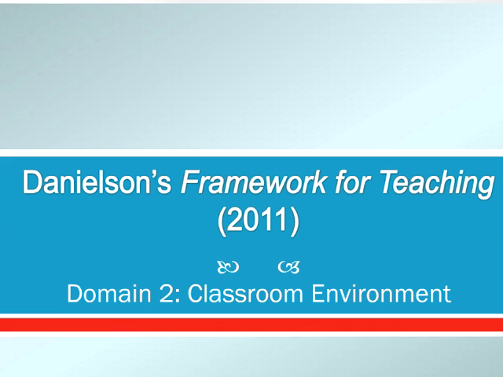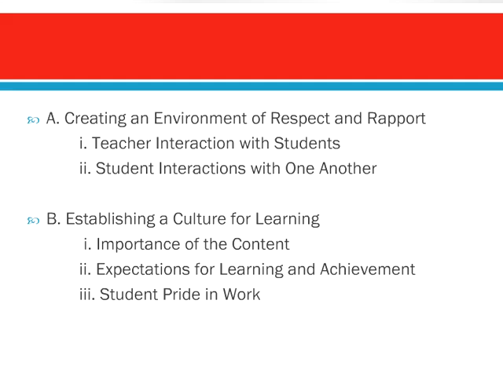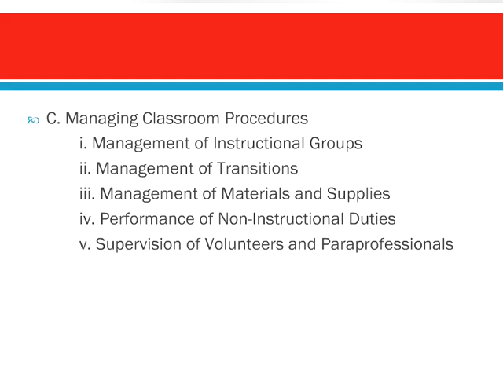Now, this is also another link for you, so if this is interesting, you can go here and certainly see a lot more detail than we're going to provide you. We're just going to look at the main categories that are covered in the framework. Creating an environment of respect and rapport, and you can see that deals with interactions among all folks involved in the classroom. Establishing a culture for learning that looks at content, expectations, student pride. And classroom management.